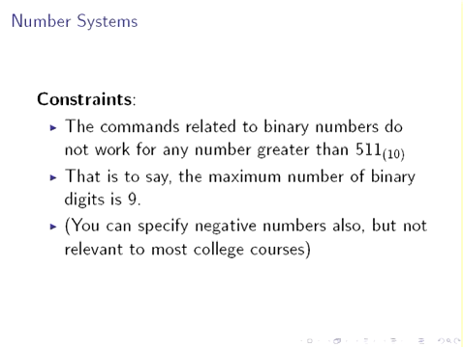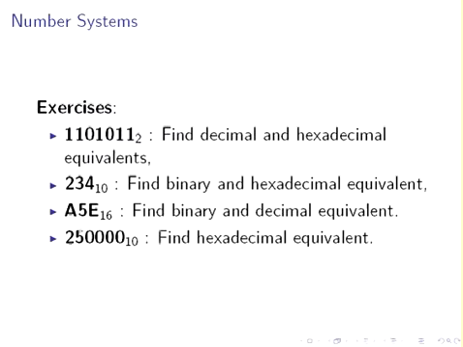The commands that relate to binary numbers do not work for any number greater than 511 decimal. That is to say, the maximum number of binary digits is 9. Now, you can specify negative binary numbers also, but it's not going to be relevant here, so I'm going to leave that out. So for the most part, what I have written under constraints is true: any number between 0 and 511, or 9 binary digits.